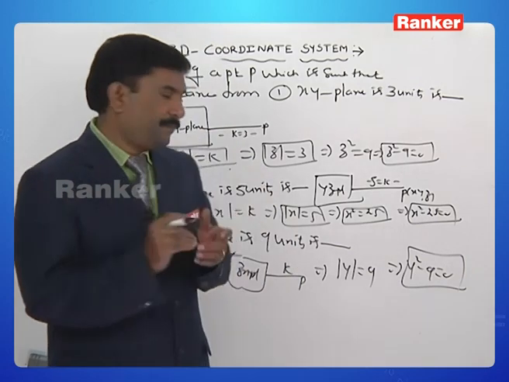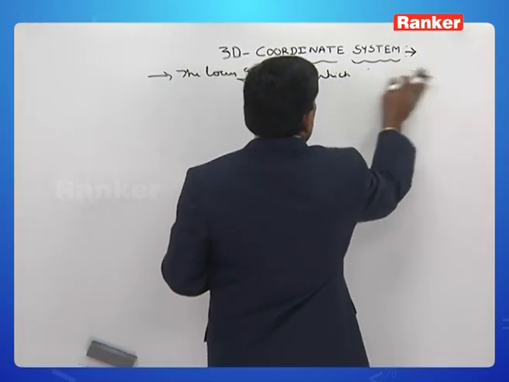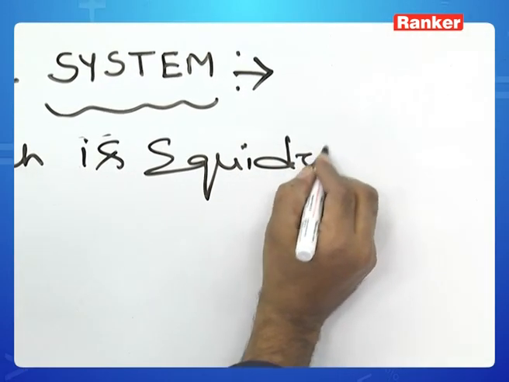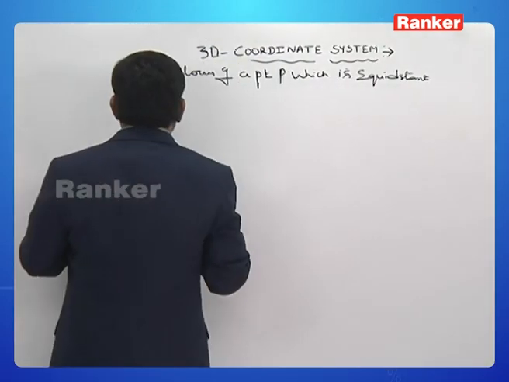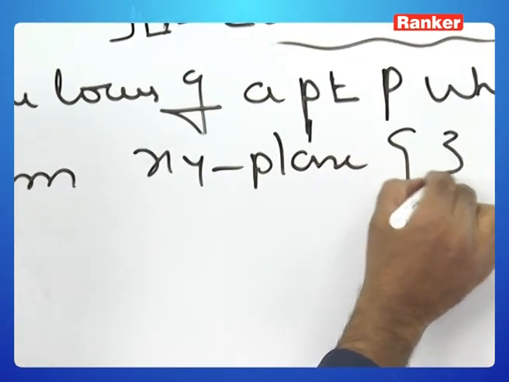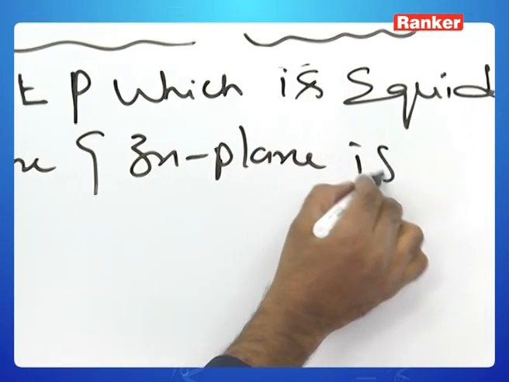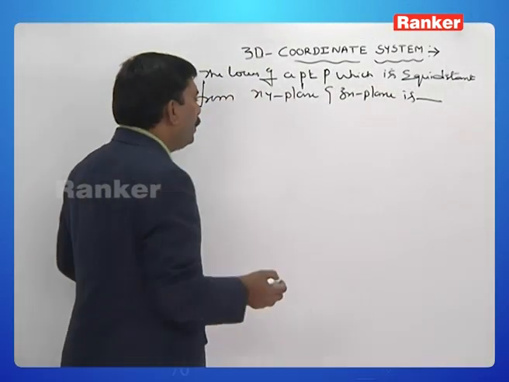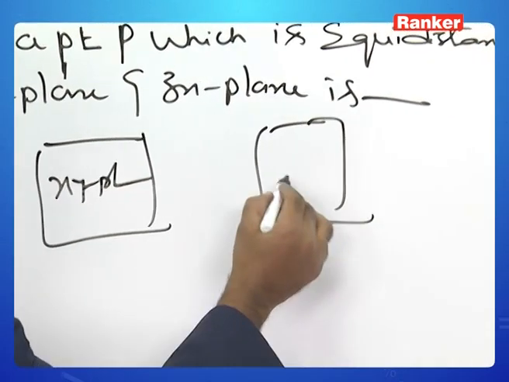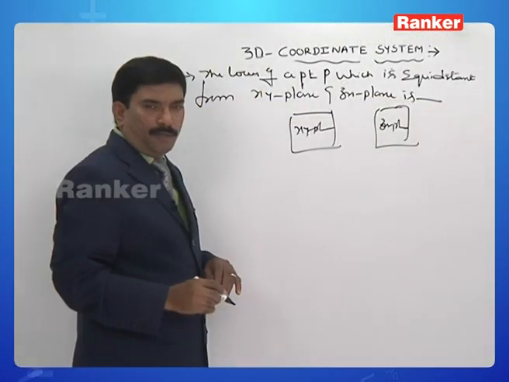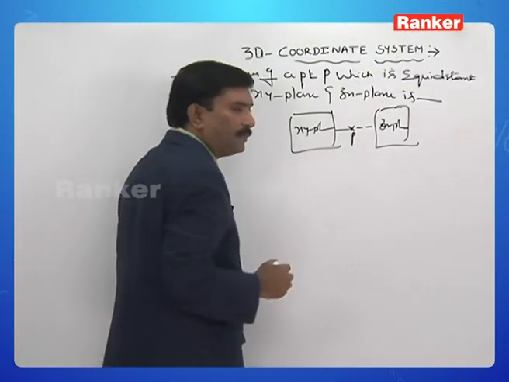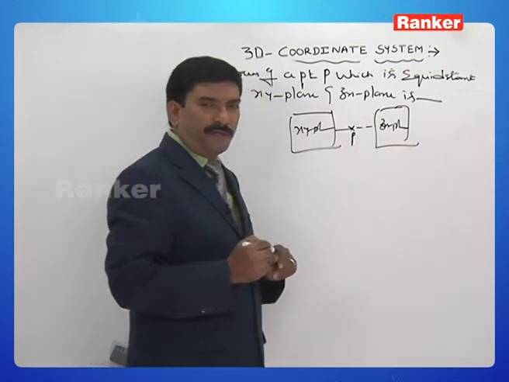coordinate planes in another way. The locus of the point P, which is equidistant from the xy plane and zx plane is dash. Now, this is the xy plane, and this is the zx plane. Now if I take this point P from here, this point is equidistant from these 2 planes.